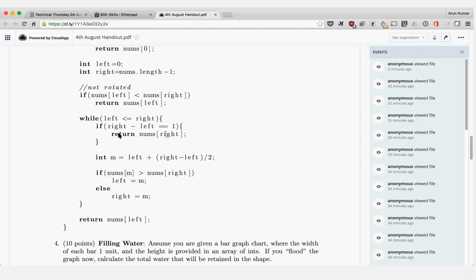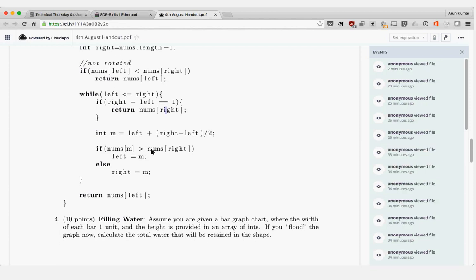Yeah. So that is one thing, and then you go to the midpoint, and if the midpoint is still greater than right, your pivot is probably in the right side of the array. So it's like doing a binary search over a non-sorted array to find the pivot point, and then just return the largest or the smallest or whatever. Right. So when you return nums of left, that's the minimum.